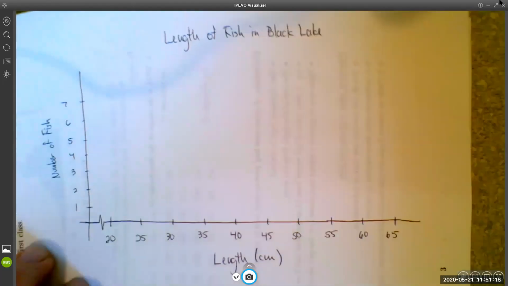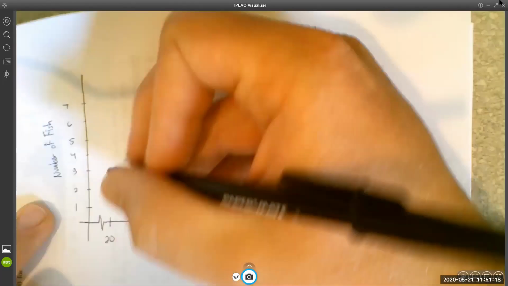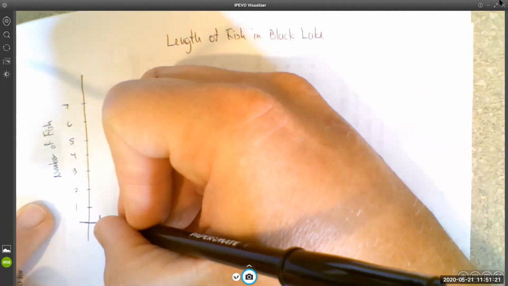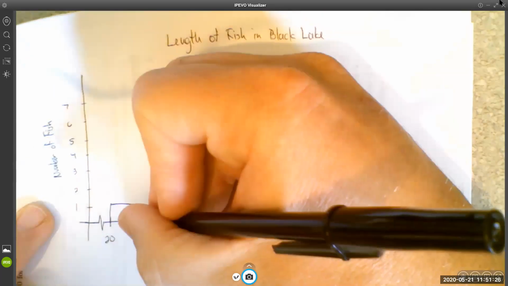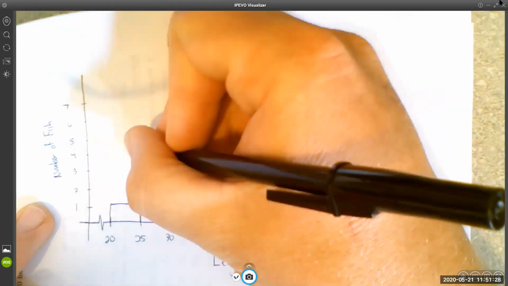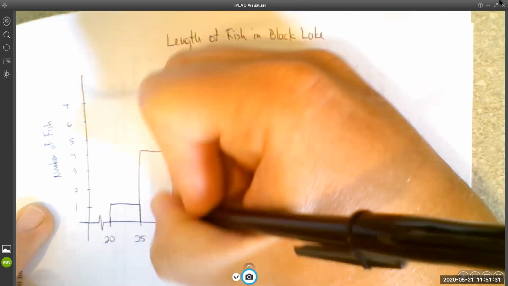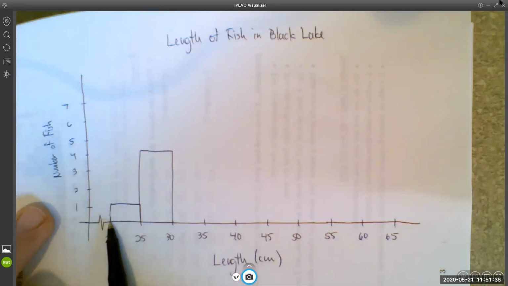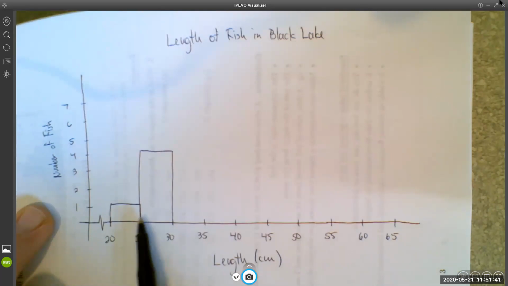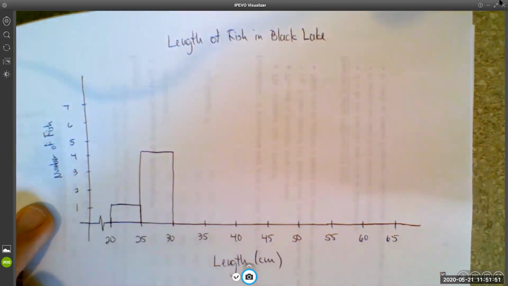Okay. And so now I can go ahead and fill in my bars. Between 20 and 24.9, we had 1 fish. Between 25 and 29.9, we had 4 fish. And now you get a better sense for why we draw histograms the way that we do. We don't leave gaps because this bar needs to represent all of the fish between 20 and 25 centimeters, not including 25 centimeters. And this bar needs to represent all of the fish between 25 and 30 centimeters, not including 30 centimeters, and so forth. So we don't leave gaps between the bars for that reason.